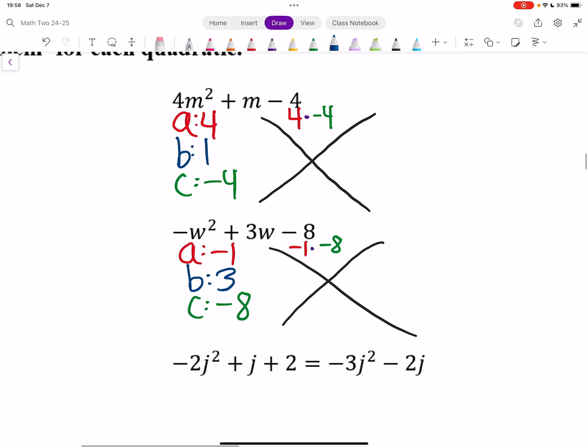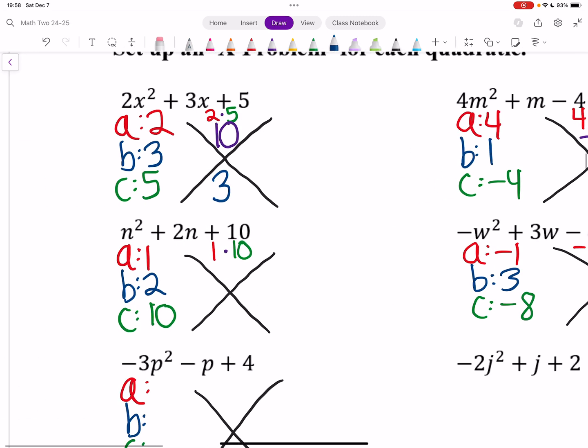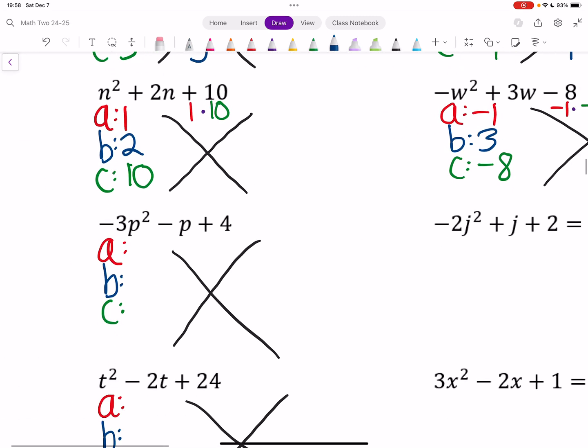Let's take a look at this expression with the m's. Notice I've already identified a, b, and c. When I multiply a by c, it's 4 by negative 4, which is negative 16. B is 1, so I write b in the bottom. Let's look at the one with the n in it. A is 1, b is 2, and c is 10. Therefore, I'm going to multiply a by c, or 1 by 10, to get 10 in the top of the x problem.